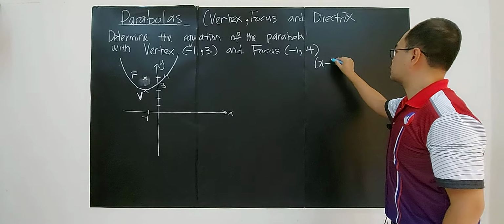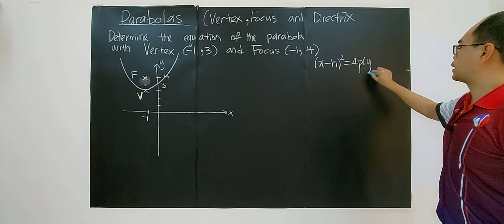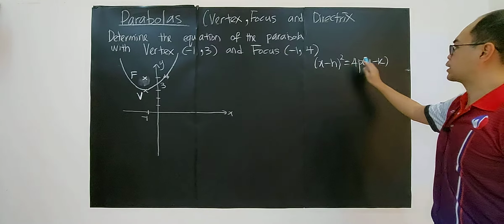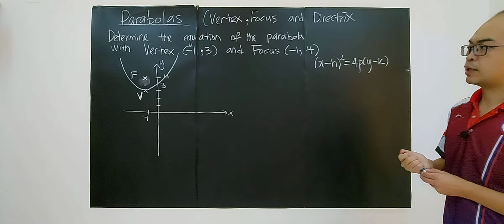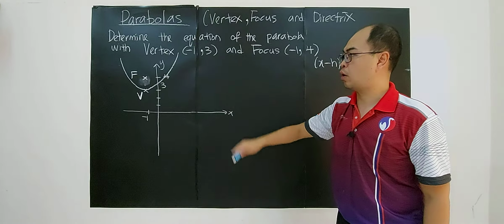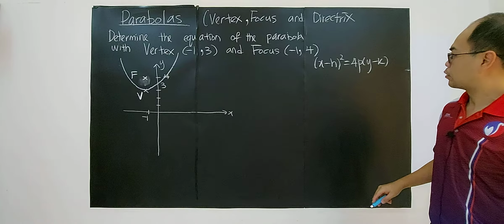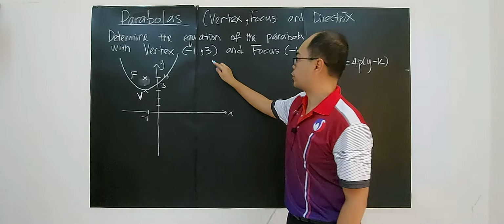Definitely it will be (x minus h) squared equals 4p(y minus k). Y always goes with k, x always goes with h. How do I know? Because it opens upwards. Or if it opens downwards, it also belongs to this form, right? So, okay.